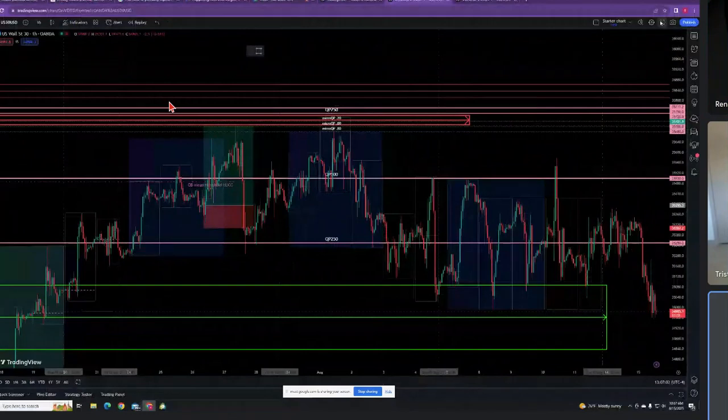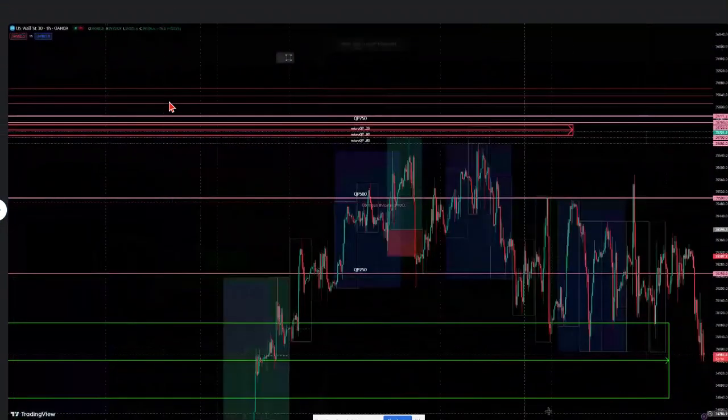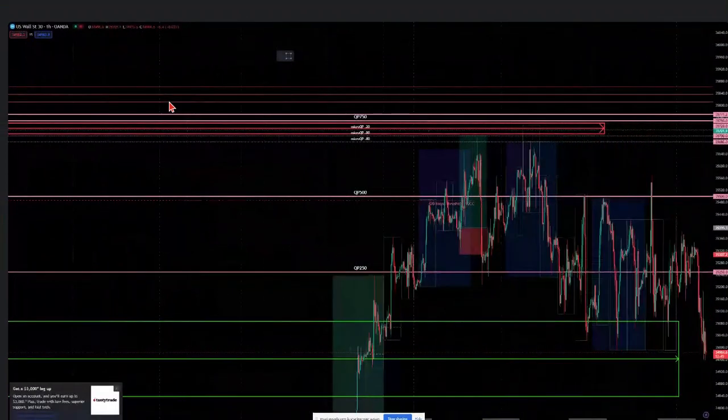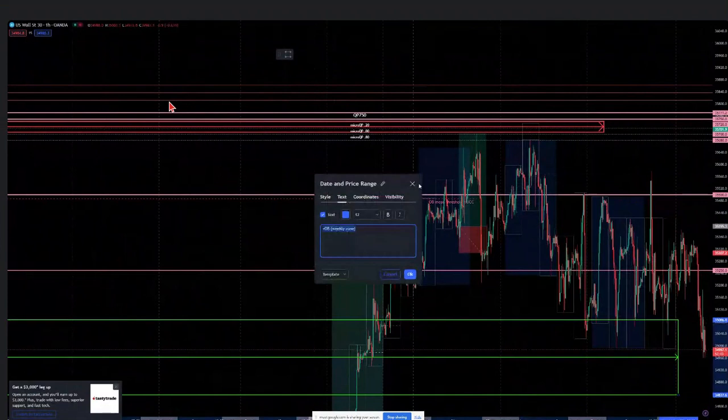Okay, so that green box right there, that's the order block. Was that the weekly or the daily? Just double click on it. I think that was a weekly one. That's why it's important to label this stuff, because when you come back to it, you can be like, what the hell is that line? Okay, so that's the weekly order block.